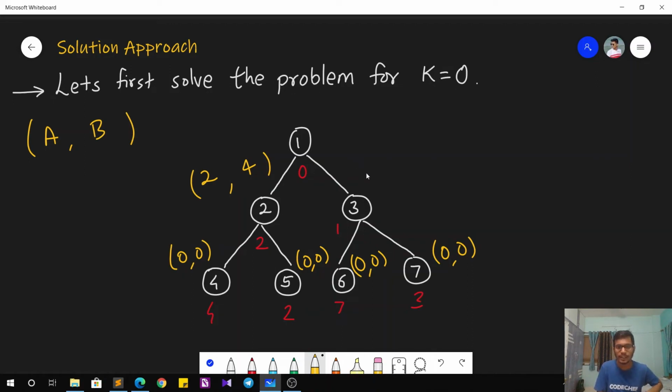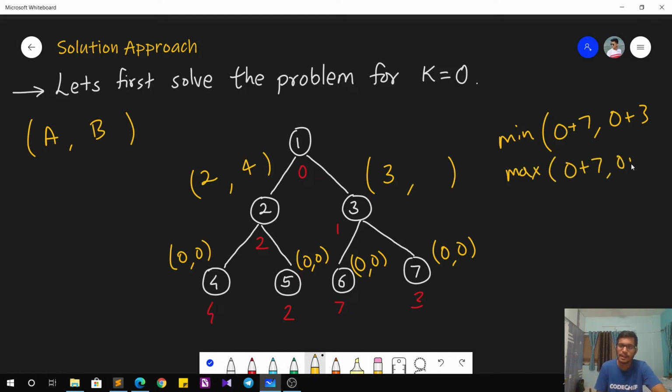Now, if you calculate the answer for node number 3, again you have to check both its children. For Alice's value, if Alice begins the game at node number 3, the answer will be the minimum over all the children. There are two children, so one is 0 plus 7 and one is 0 plus 3, of which the minimum is the second one. Similarly, for Bob we take the maximum of 0 plus 7 and 0 plus 3. So the maximum is 7.